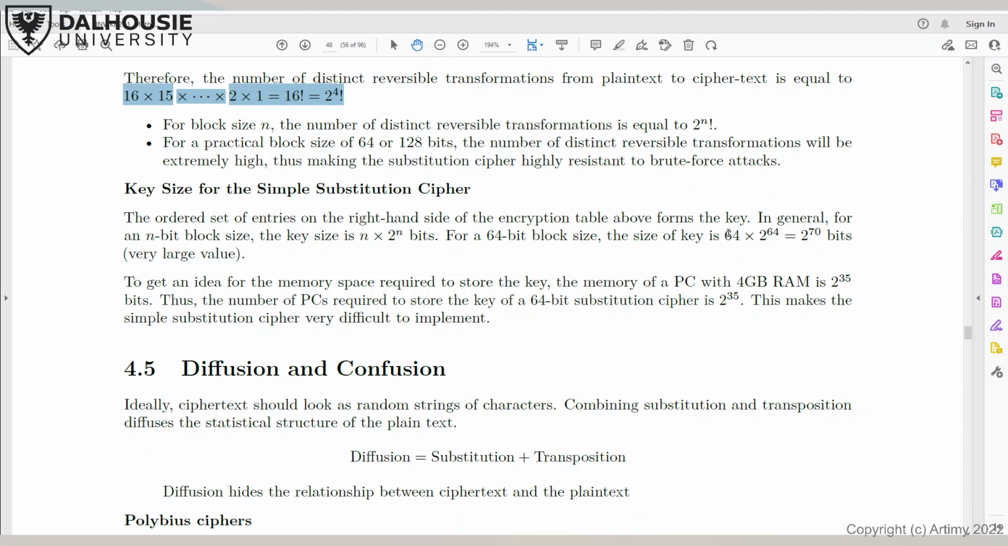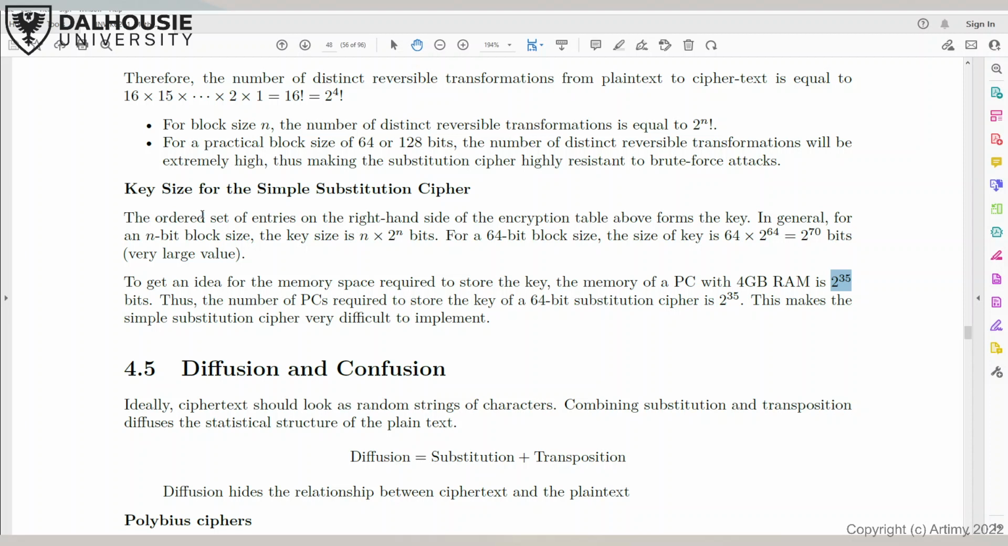So for n equals 64, that's 64 multiplied by 2 to the power 64, that's 2 to the 70 bits. Now remember, if we consider 4 gigabytes of RAM, that's 2 to the power of 35. So if we use a PC that has 4 gigabytes of RAM, that will give us 2 to the power of 35. Every increment of the exponent we add, that's another 4 gig, right? So 2 to the power of 36, that's another 4 gig. So the number of PCs that we need to store the key is 2 to the power 35.